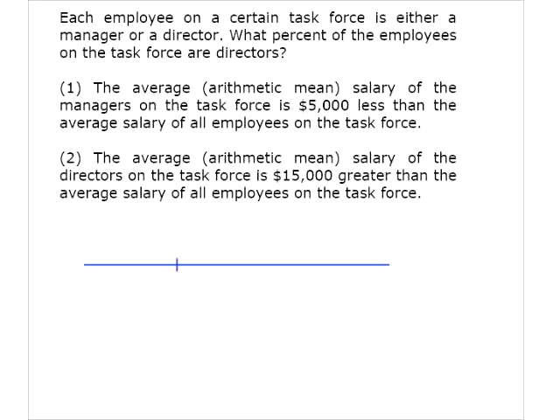One way to visualize it real quick, the difference is 20K. So if we put this on a number line, we would be saying the average is here, right? The managers are 5 under. The directors are 15 over. How do those numbers relate to each other?